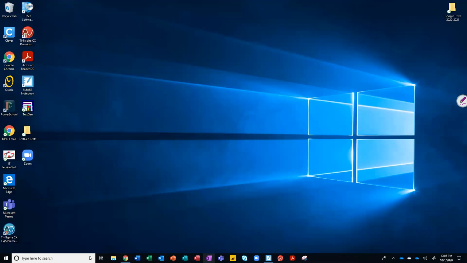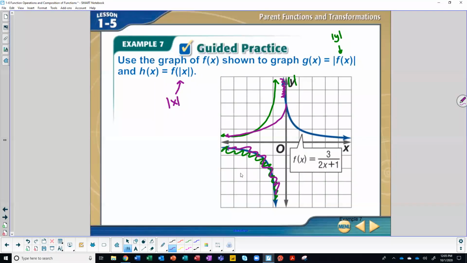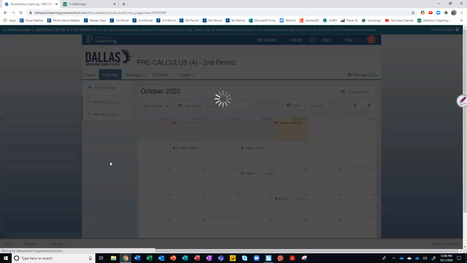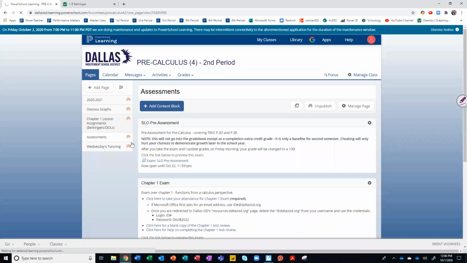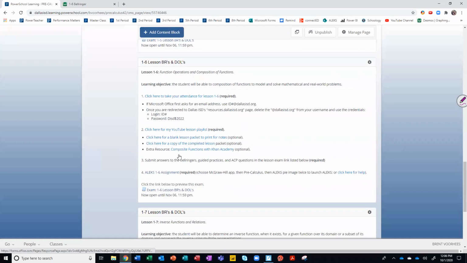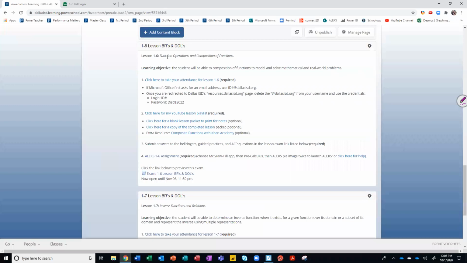That was a lot on transformations. Hopefully that helped you out. Today for 1-6, I'm thinking, what are we supposed to be learning today? So if I go to our class here, I'll show you, don't forget how I've set up everything. The first thing you need to do is take your attendance. So you go to lesson 1-6. We're learning about function operations and composition of functions.